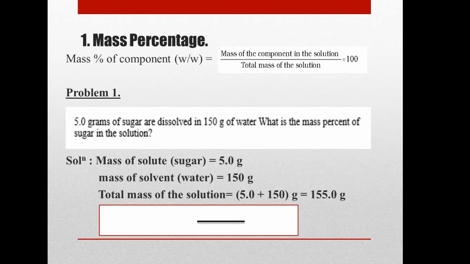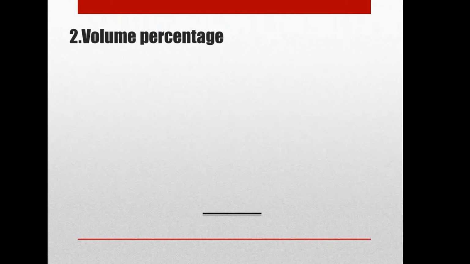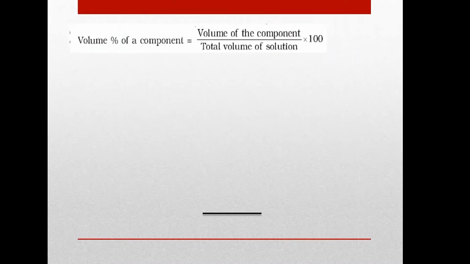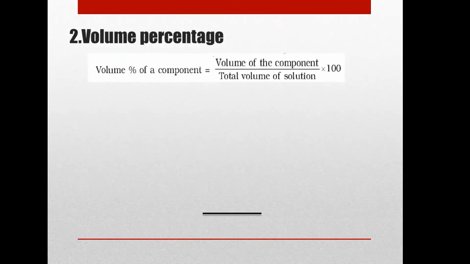So if you fit all these data in the formula, then you are going to get 3.2 percent of sugar in the solution. So this is one of the quantitative ways to measure the mass percentage of the component in a solution. Second quantitative method is the volume percentage. Now volume percentage may be defined as the volume of the component divided by the total volume of the solution into 100.